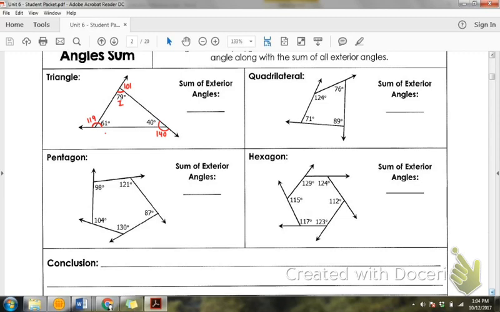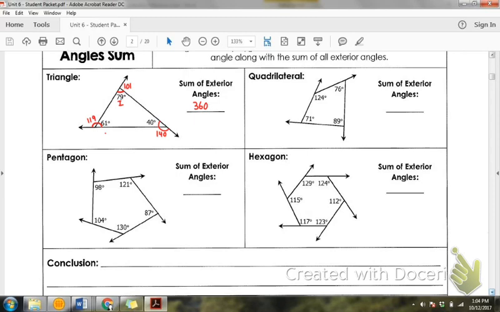Add all your exterior angles up. Sebastian, give us the answer in 5, 4, 3, 2, 1. 360. Did anybody else get 360? Woo! Check that math. Check that math again, Crystal.